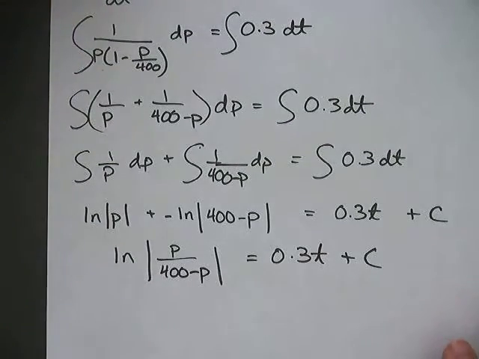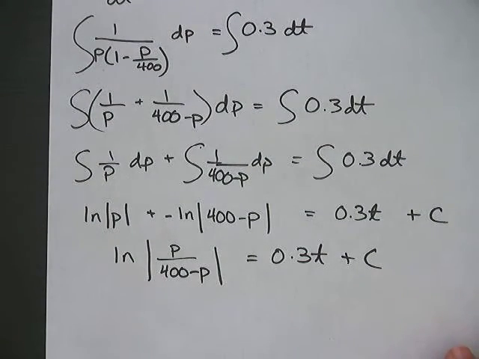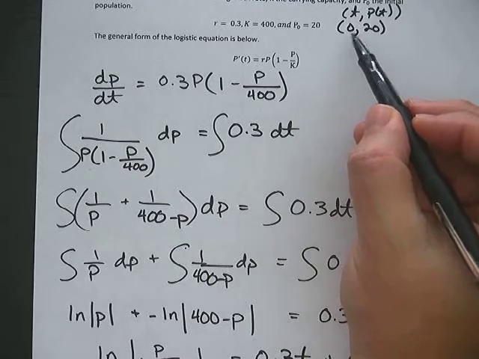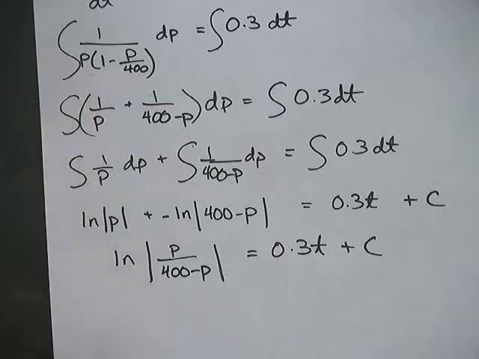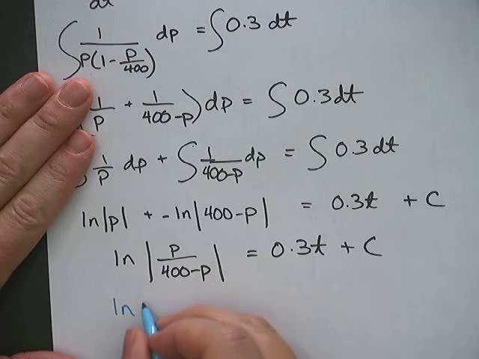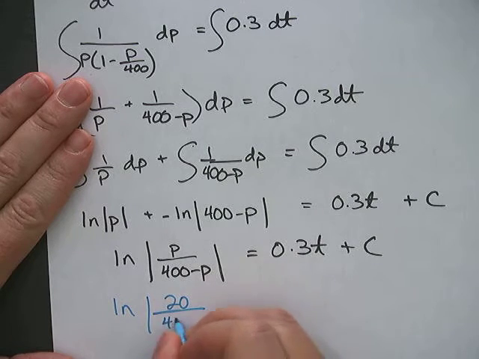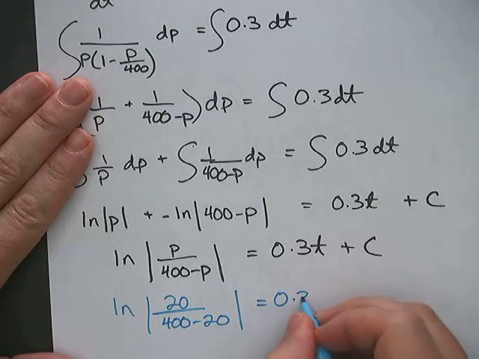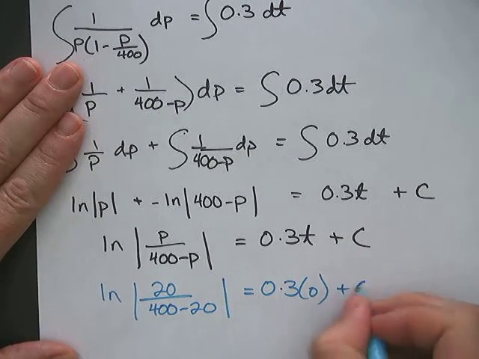Okay, so there's a lot of different strategies on how to find the c. Sometimes some books and some instructors wait till a little later. I'm going to go ahead and do it now. I'm going to use this initial condition, which we wrote about up here. It's right here. Plug a 0 in for t and a 20 in for p and solve for c. I'll do that in a slightly different color. So ln of 20 over 400 minus 20 is equal to 0.3 times 0 plus c.